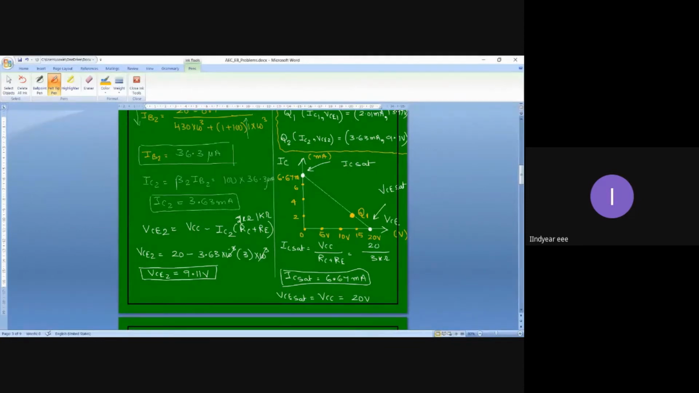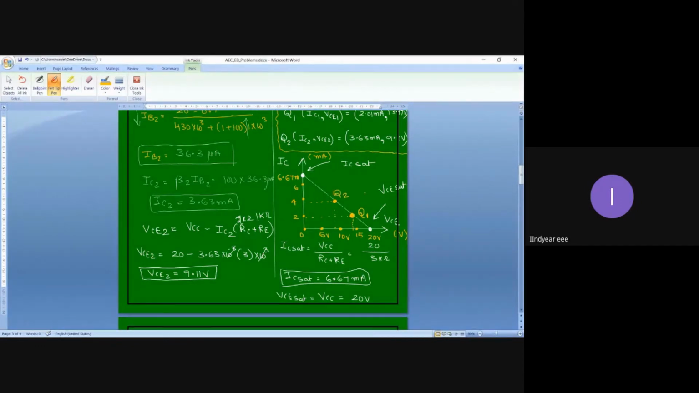Similarly, I have to place Q2 now, which is at 3.63 and 9. So 3.63 is somewhere here, rough, and 9 will be somewhere here, correct? And this is about 13, and this is about 2. This is your Q point.